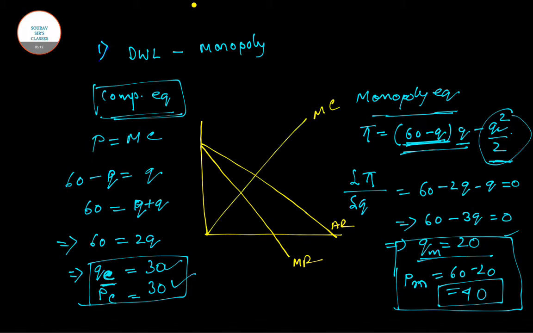So now from here we have found that for perfect competition, demand will be equal to supply. So we'll get it here. The price will be 30 and the quantity demanded will also be 30.